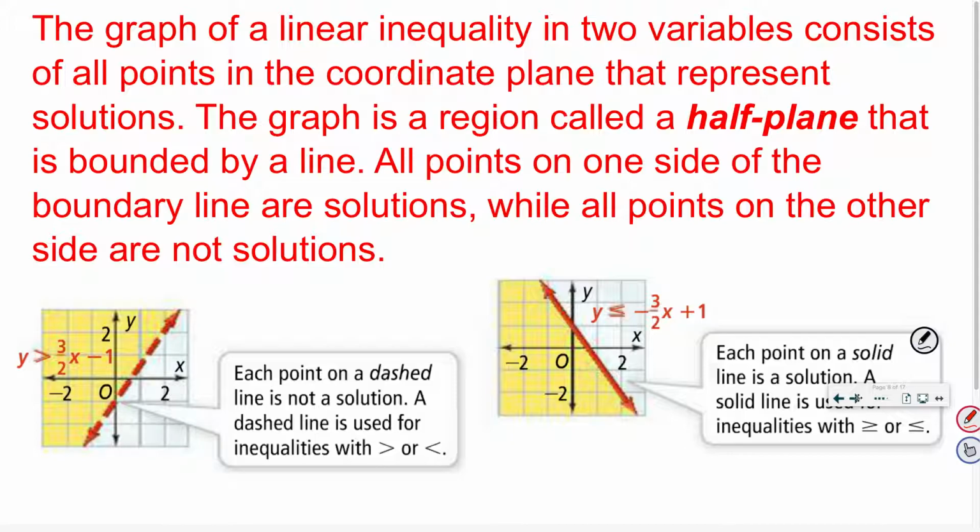So the graph here is a region called a half plane, and it's created by a boundary line. You can see the boundary lines on both images below. All of the points on one side of the boundary line work or are solutions for the inequality. All the points on the other side don't work. So if you're looking at the images below, that yellow highlighted side, those are all of the solutions to the inequality that's listed here.